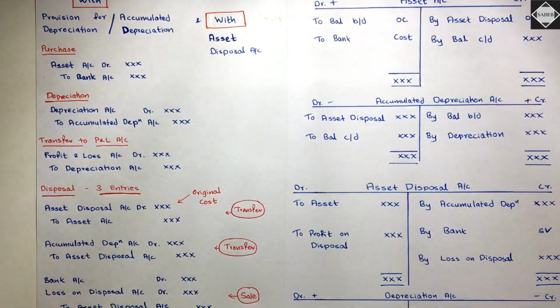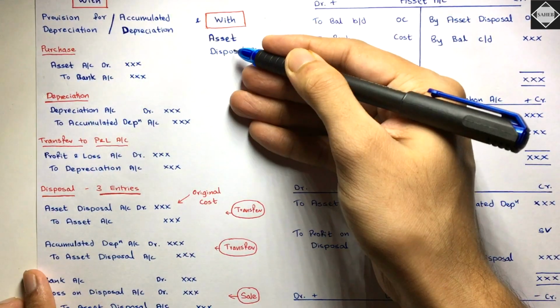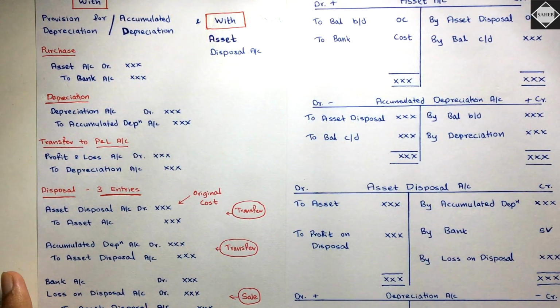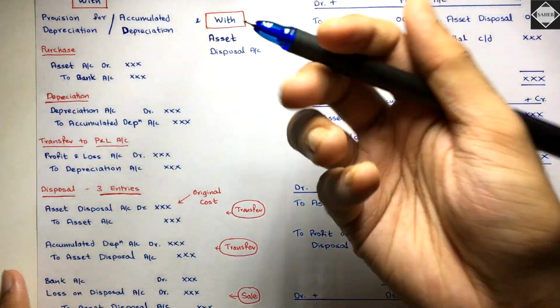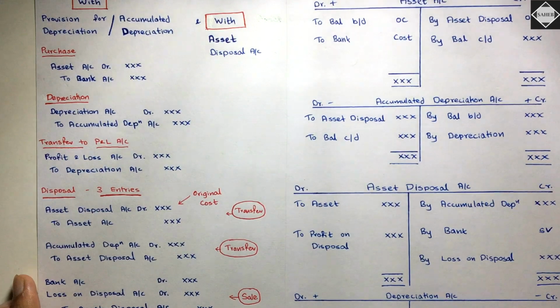Now how will it happen? What's the logic? First, we took the asset to asset disposal. Then you are saying that we have to take the accumulated depreciation on the asset which we have sold, that balance, also to asset disposal. So how will that happen?